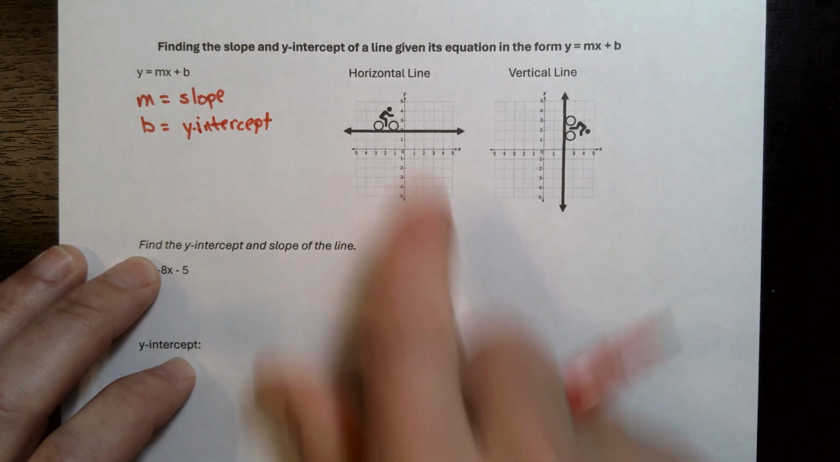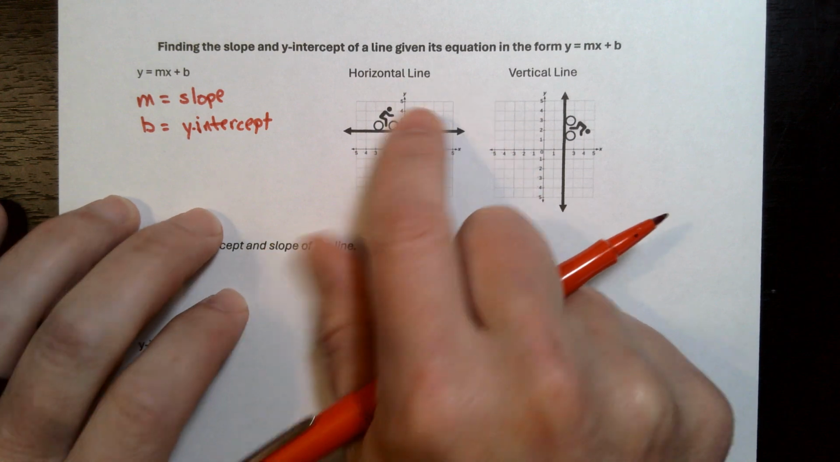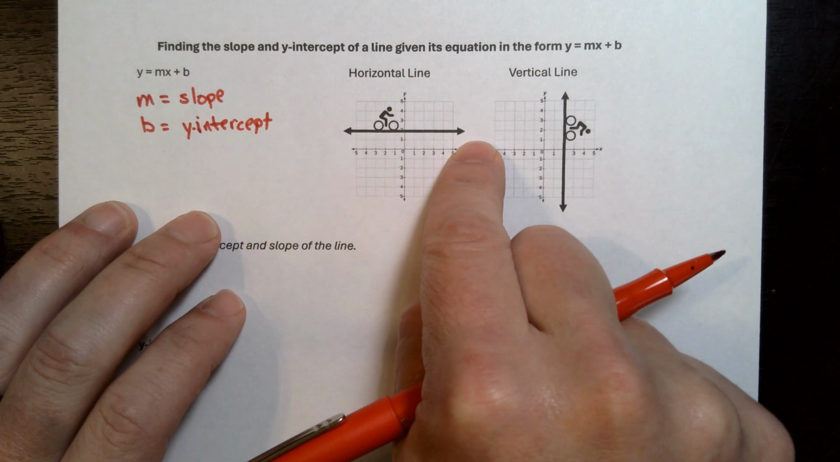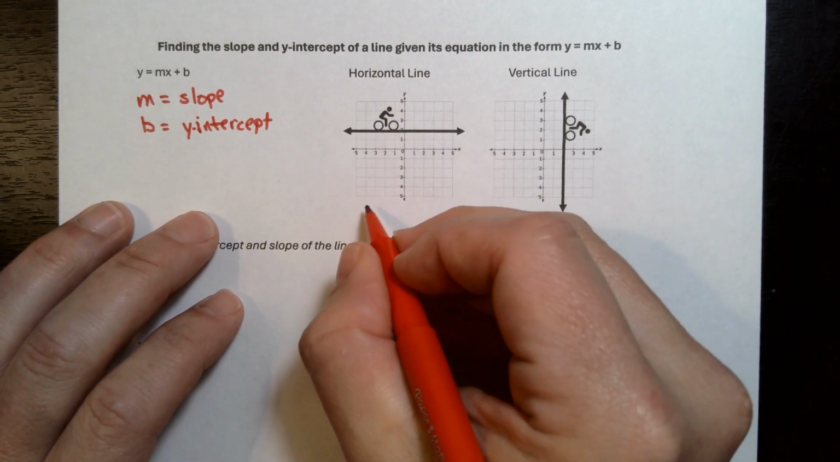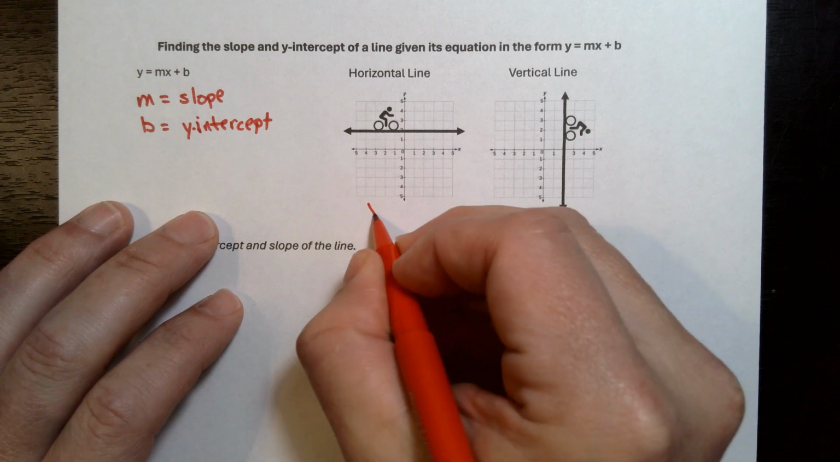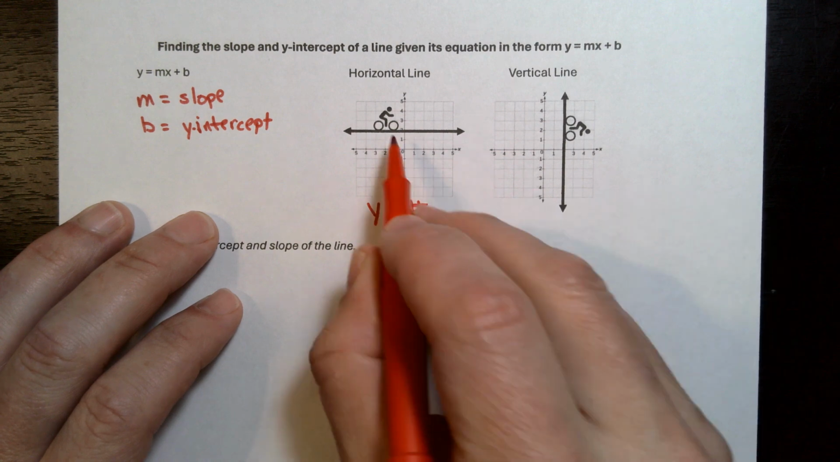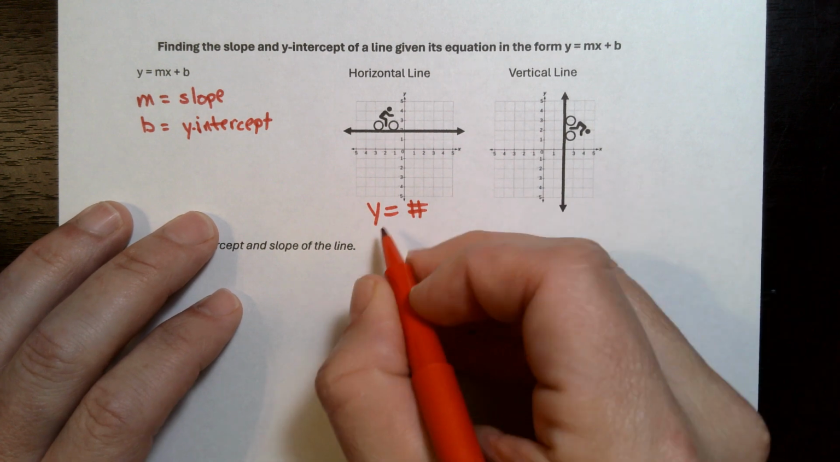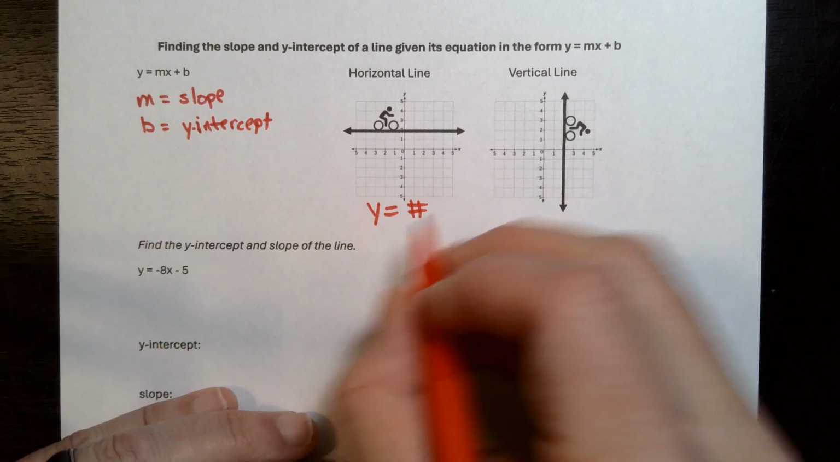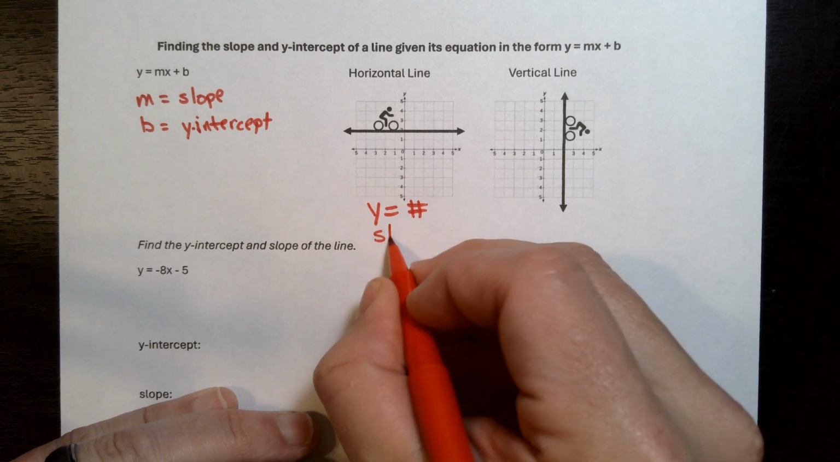Now also recall, if you have a horizontal line like this, the slope on that is going to be 0. And the equation will look like this: y is equal to some sort of number. On this one, it looks like it was probably 2. Now, when you do not have an x, the slope will be equal to 0.